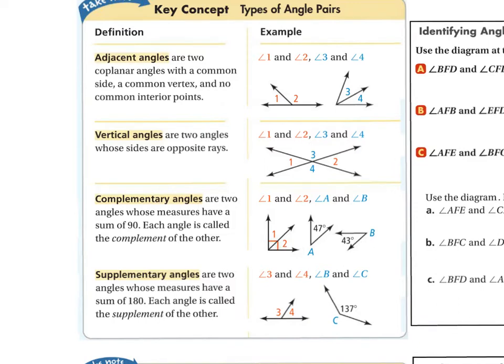So adjacent angles. When you think adjacent, I want you to think next to. So two angles who are next to each other. So adjacent means next. So like angles 1 and 2 are adjacent, and 3 and 4. Okay, vertical angles are two angles whose sides are opposite rays. So when two lines cross, so two straight angles cross, they are opposite angles. So I want you to think of opposite. Okay, vertical is opposite.